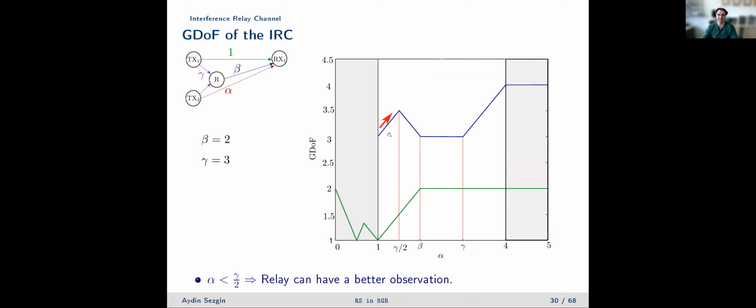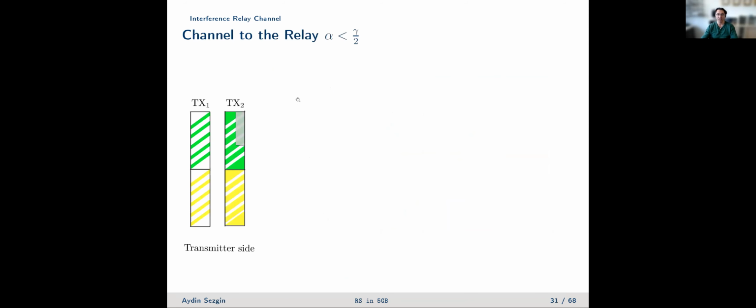So that means the relay is going to have a better observation basically than the receivers. Okay, so what do we do? So here is the concept of rate splitting. I would like to illustrate this here, and I don't want to go into detail, but essentially what you do is, at transmitter 1, you split your message in 2 components, in yellow and green. At transmitter 2, you split your message in 3 components, yellow, green, and this gray area.